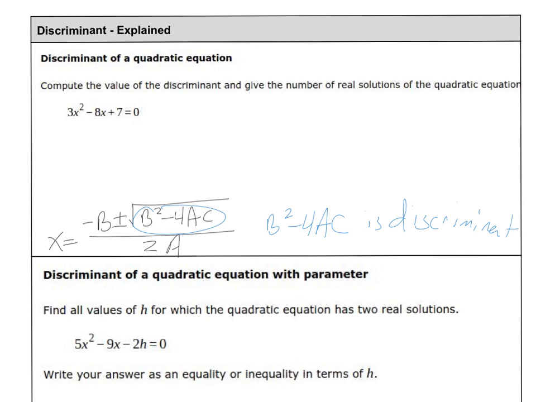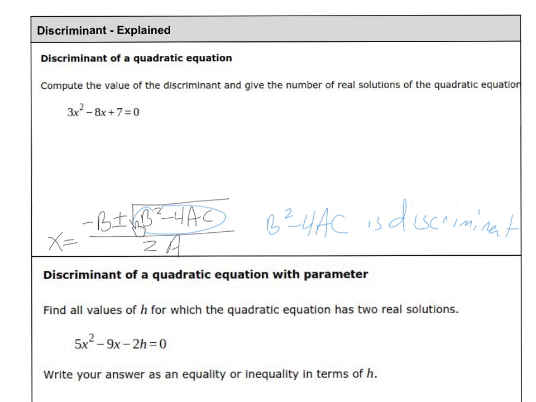Well, as we saw in the previous two examples, if this number is a negative number, then we have to square root a negative number. We can't do that. There'll be no real solutions. And if this number is a positive number, then there'll be a number to add and a number to subtract, and there'll be two real solutions.